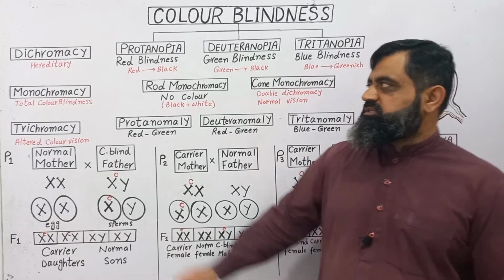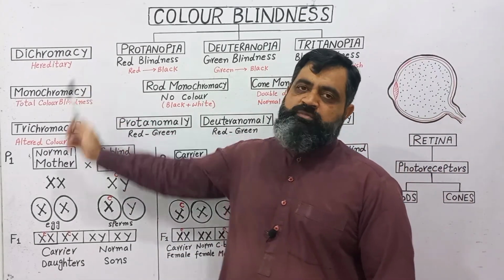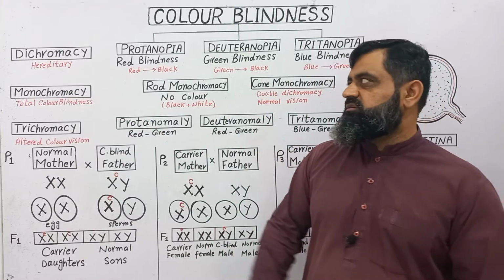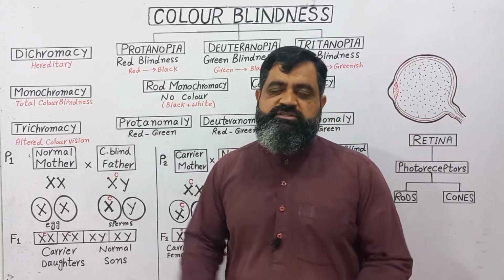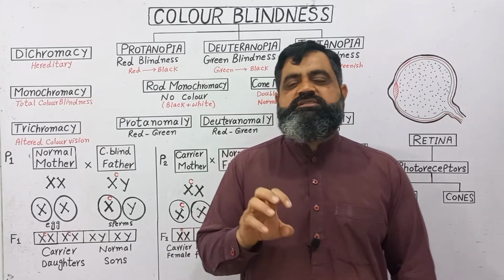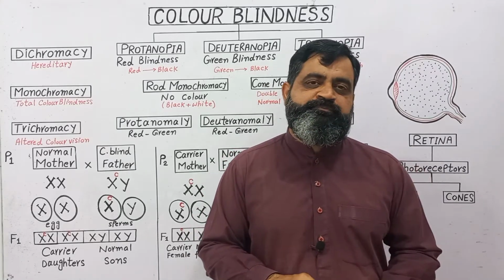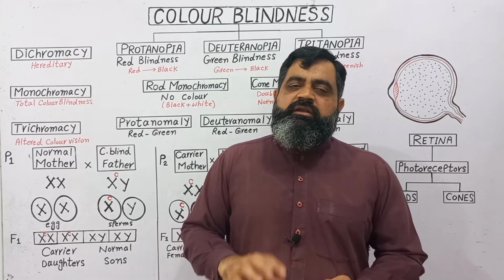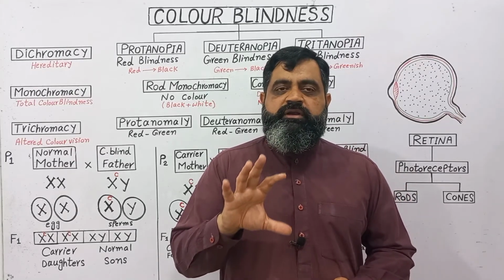First of all, I am going to discuss dichromacy, which is a type of color blindness, which is a hereditary disease. It is a sex-linked trait, usually X-linked trait, because its genes are present on the X chromosome. And there are three types of dichromacy.